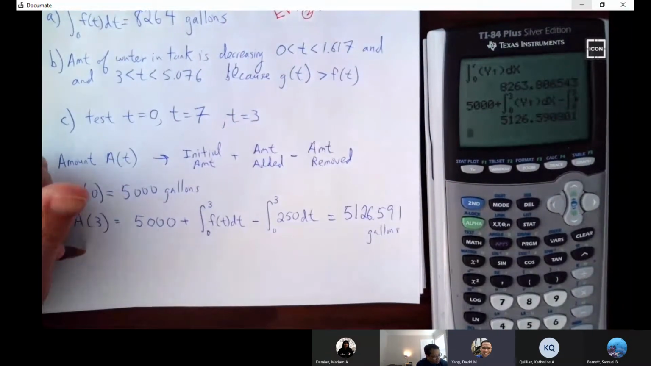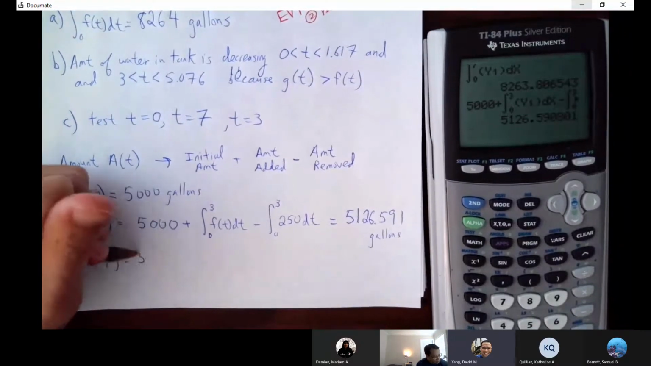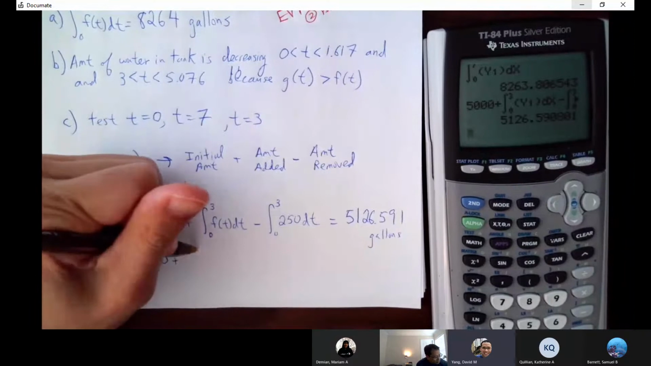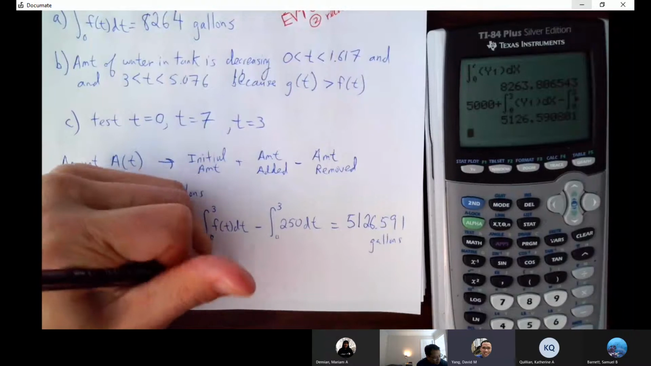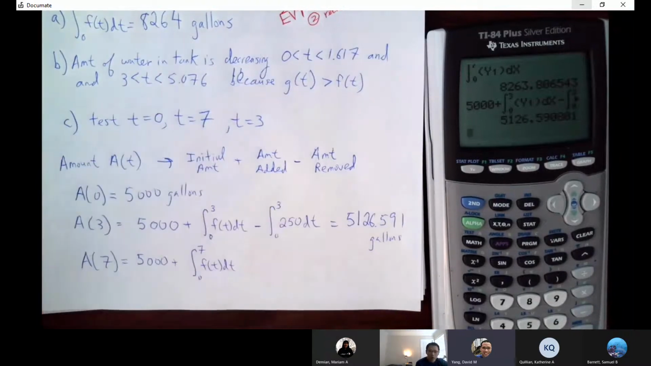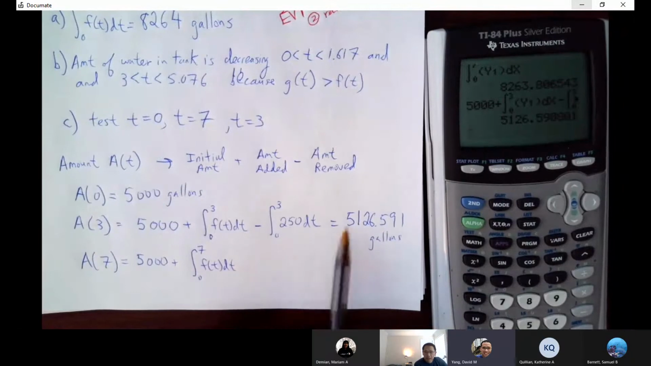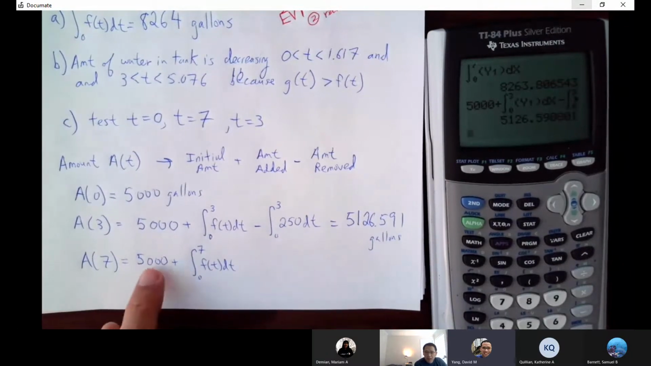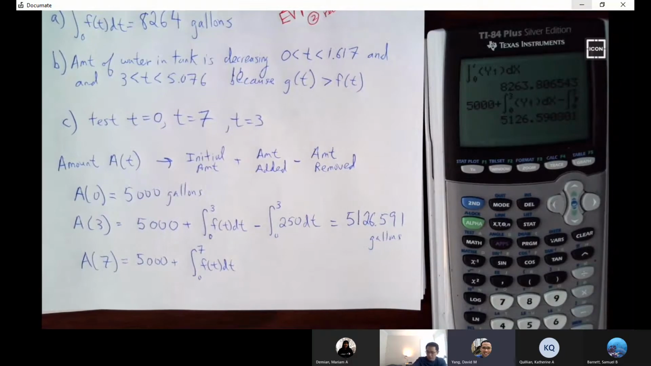And then finally, our last candidate is the other endpoint, at 7. Okay, so we start off with 5,000. We want to do the full accumulation. Oh, you know what? Let's do this. Because the rate is different, let's pick up where we left off and say that, okay, from after 3 hours, at the 3 hour point, we have 5,126 gallons. So we're just going to pick up where we left off from there. I think that's going to be a little cleaner, especially with the rate being different here.